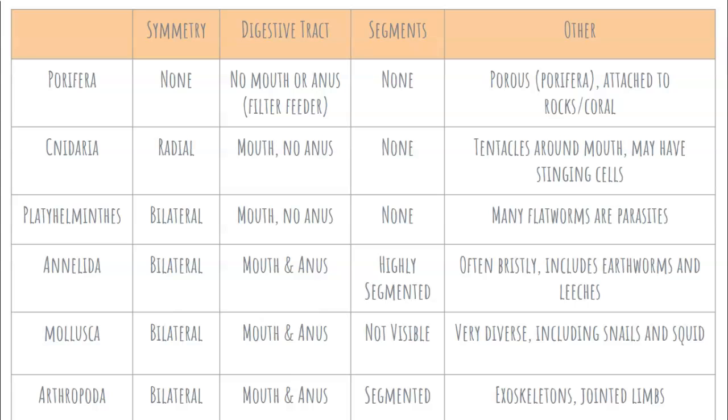The digestive tract is important. You should definitely note something about the digestive tract, whether they have a mouth or an anus or both. Segments, if they have them or they don't. And then other, so important. Definitely write something that makes them very specific to that invertebrate category.